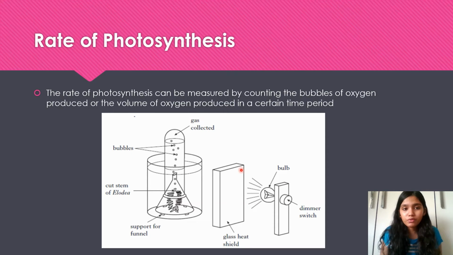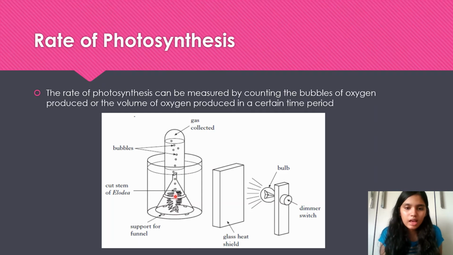So the rate of photosynthesis is affected by three factors. One is light intensity, intensity being the key word, then temperature, and carbon dioxide concentration, concentration being the key word for this part. Light intensity, temperature, and carbon dioxide.